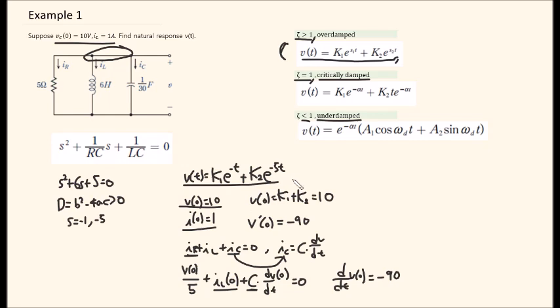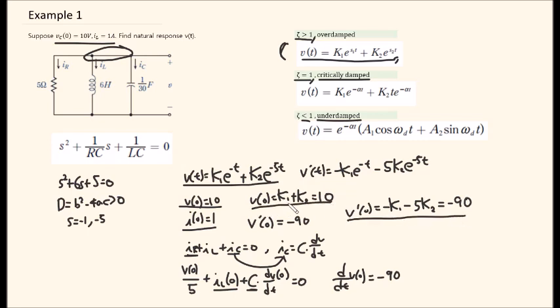So if you differentiate this equation, the equation that you get looks like this. And if you plug 0 on both sides, you get this equation. And we know that this is equal to -90. So now we have two variables and two equations, so we can find the values of K1 and K2. If you calculate it, K1 equals -10 and K2 equals 20. So our final answer using this equation comes in this form.